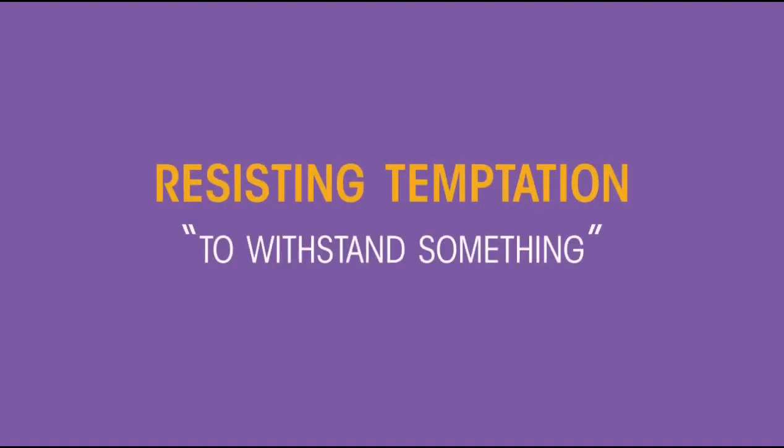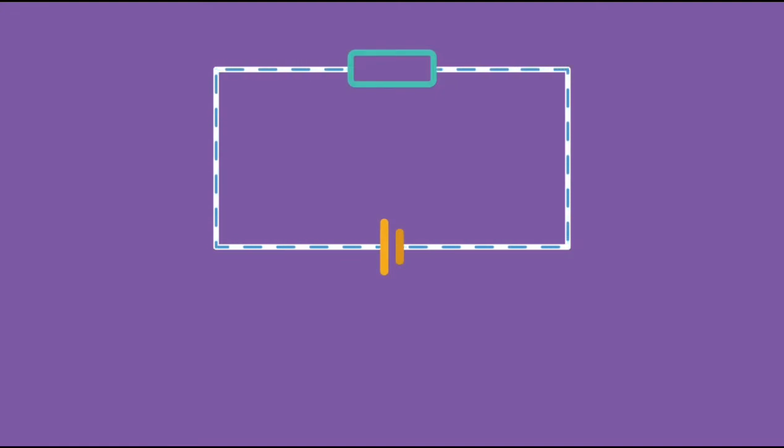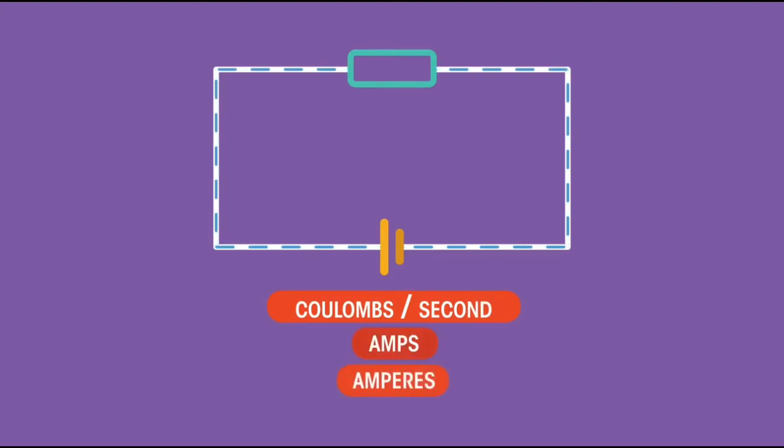Have you ever heard the expression, resisting temptation? Resisting means to withstand something, and that's what electrical resistors and resistance in an electrical circuit does. In this video, we're going to learn about electrical resistance and resistors. An electric current is the flow of electric charge, composed of negative electrons, through a conductor. It is measured in coulombs per second, also known as amps or amperes.